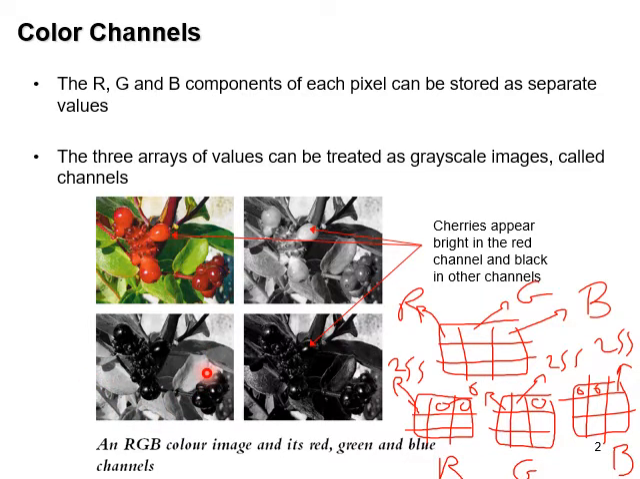So now, why are we doing this? Because once you represent images in the form of these color channels, there are things that you can do to play with each color channel independently. So the three values can be treated as grayscale images, as we said. They're called channels, and we will see next how we can actually make use of this representation.